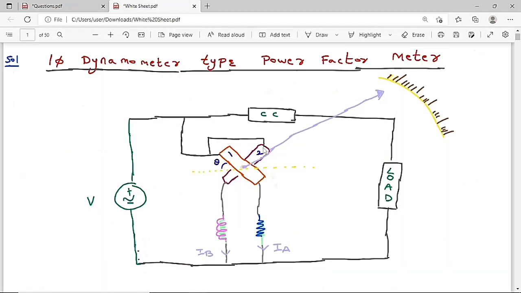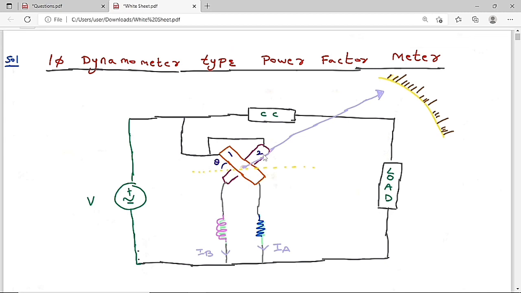This is the circuit diagram of the single phase dynamometer type power factor meter. You can see clearly, in this dynamometer type power factor meter, we have one current coil, this is the CC, and we have two pressure coils. This is called pressure coil one, and this is called pressure coil two. These two are joined with a small spindle here, and from here we take the pointer like this. This is the power factor meter reading. So this is a current coil and these are the two pressure coils.